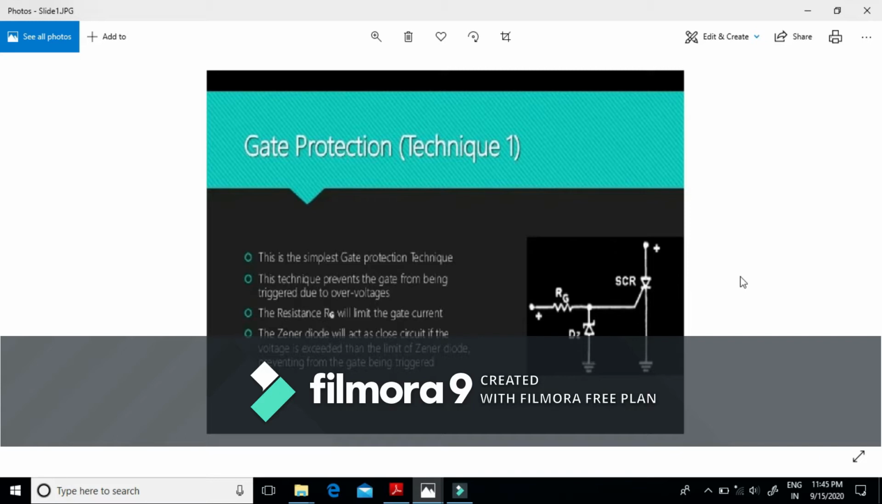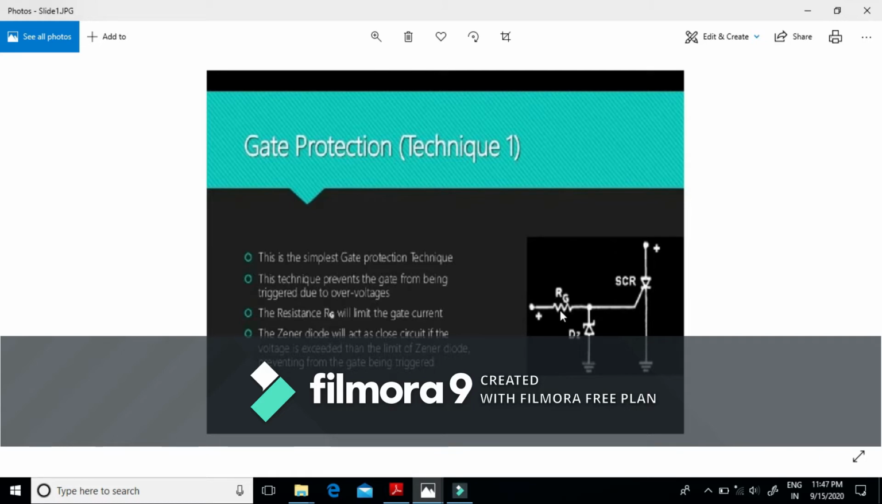One more protection that we need for SCRs includes gate protection. We have three techniques for this. The first technique is the simplest gate protection technique. It involves one resistance and one diode.